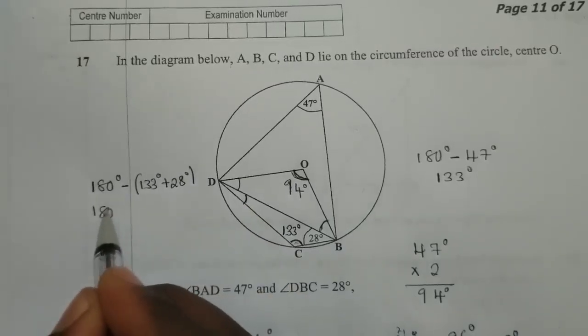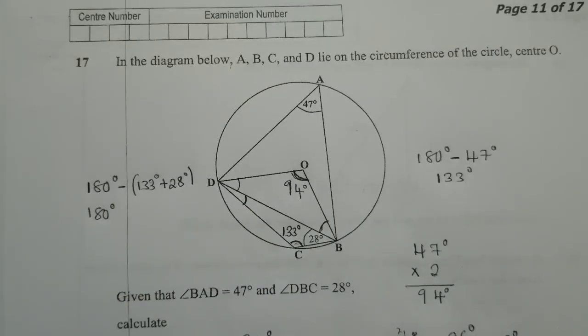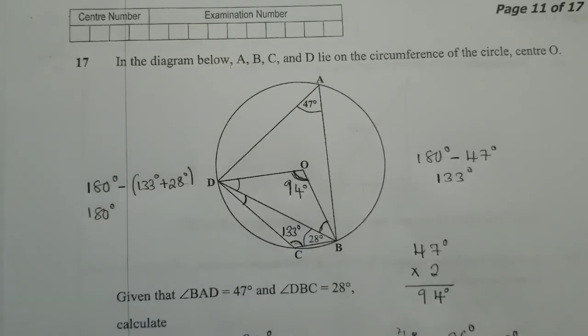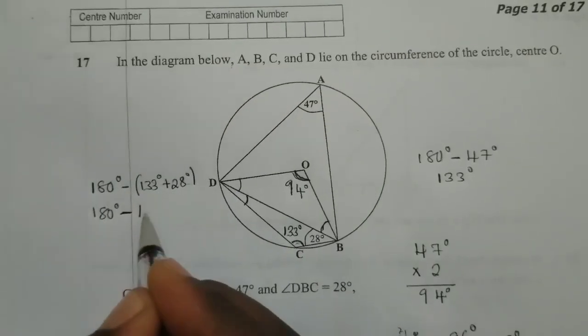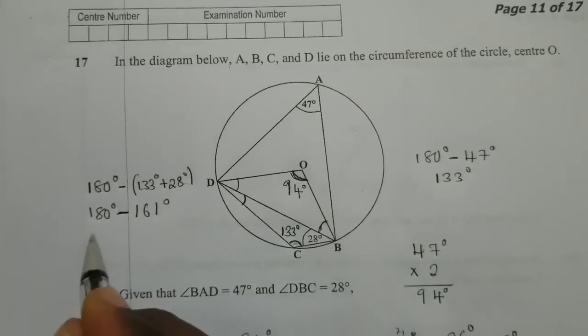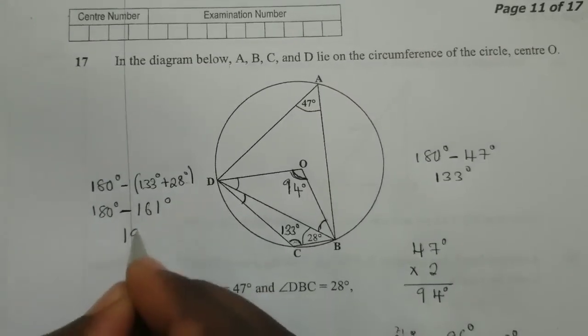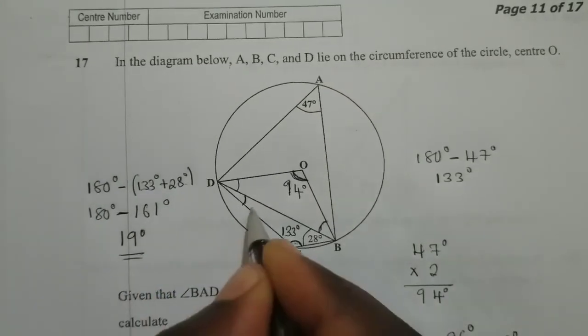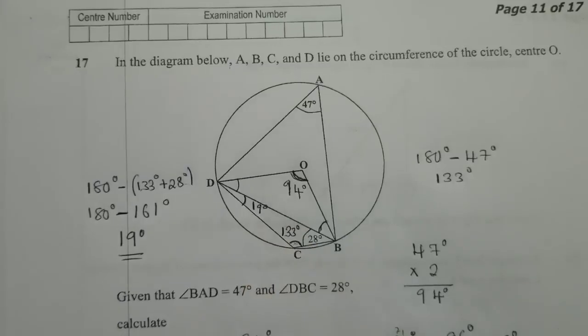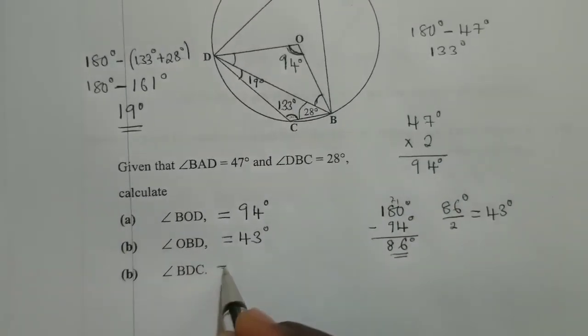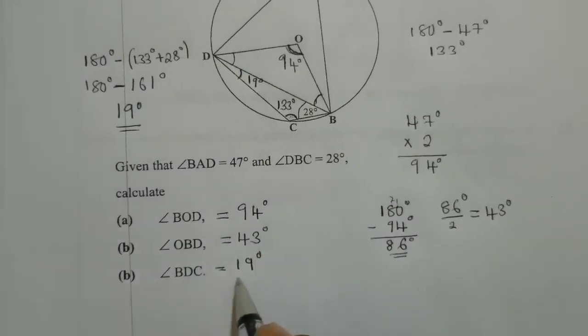So it will be 180 degrees minus, when we add these two, when we say 133 plus 28, of course we're getting 161 degrees. And when we subtract from 180, we're getting 19 degrees. So this angle here is 19 degrees. So let me just write it here. Our answer here is 19 degrees.